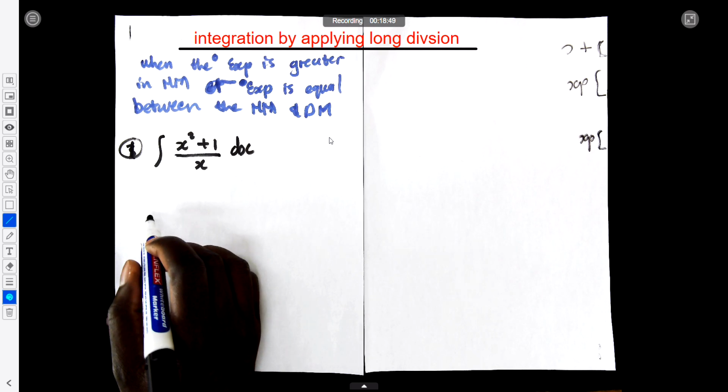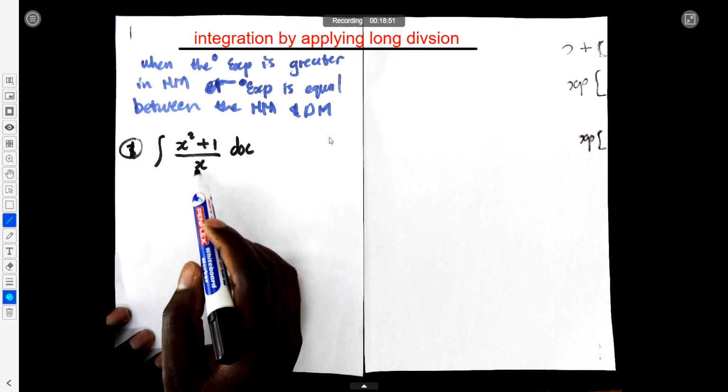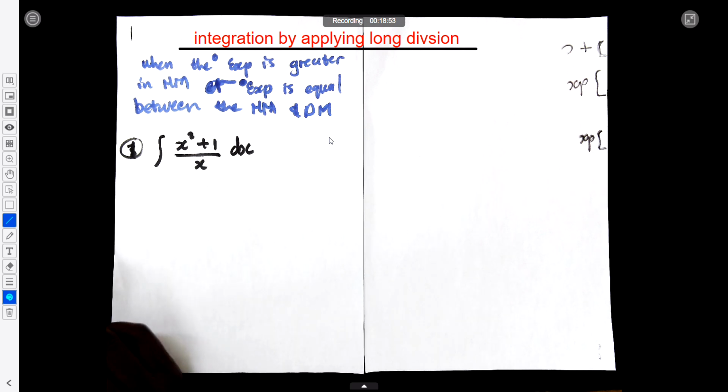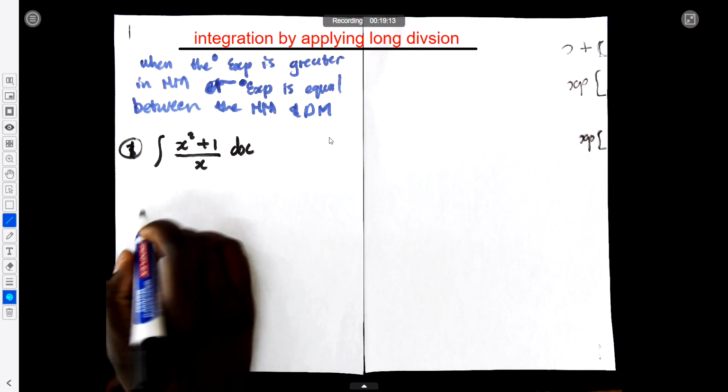But let's not waste time. This one you can solve in 2 ways. You can apply the rule of fractions, splitting the numerator and sharing the denominator, so you can say x squared divided by x and 1 divided by x. It gives you the answer. But I want to pass by long division.